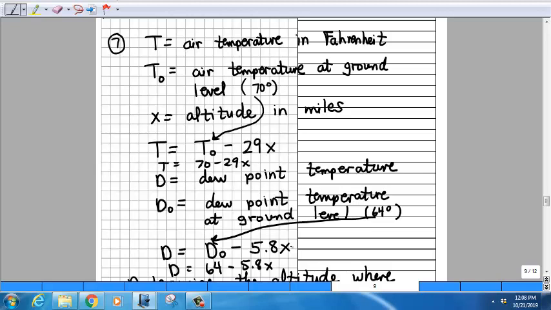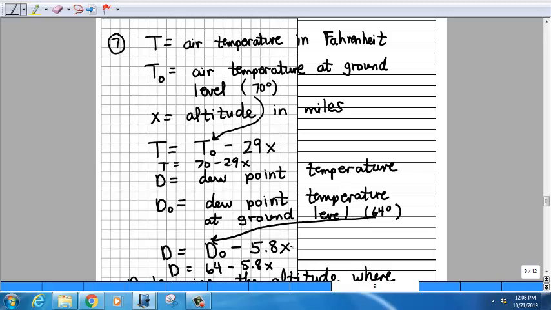The dew point temperature is also dropping, but its rate of change is only what? 5.8, that's right. So the dew point is not dropping nearly as rapidly as the air temperature is. The dew point is falling, but not as rapidly as the air temperature. So that means eventually in the atmosphere, what's going to happen? The air temperature is going to drop below the dew point temperature. If you get high enough in the atmosphere, because this value is dropping so much more quickly than this value, the air temperature will get below the dew point.